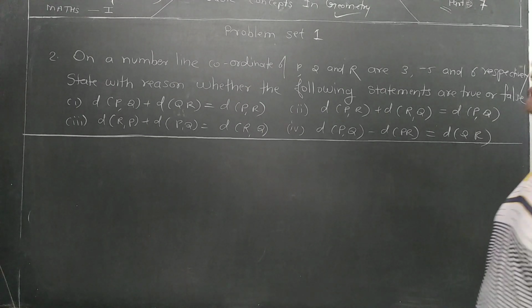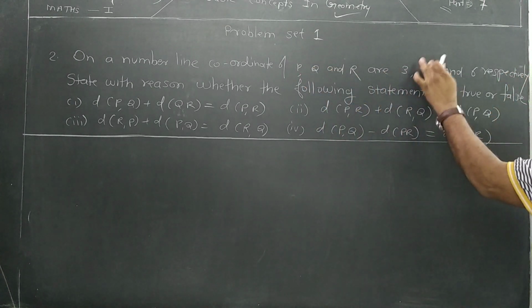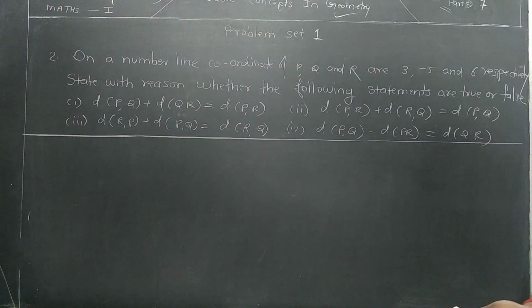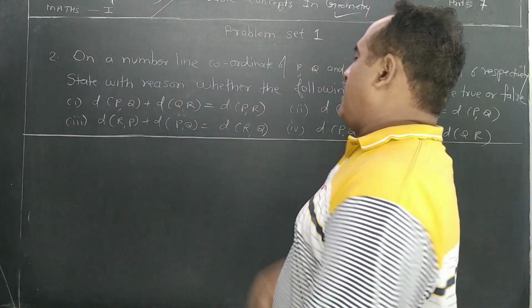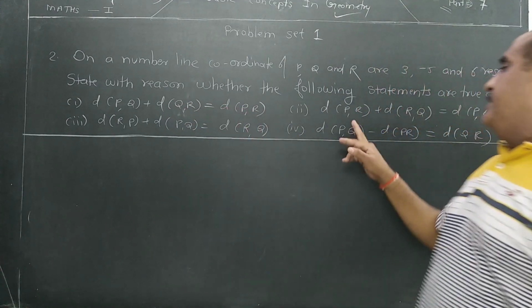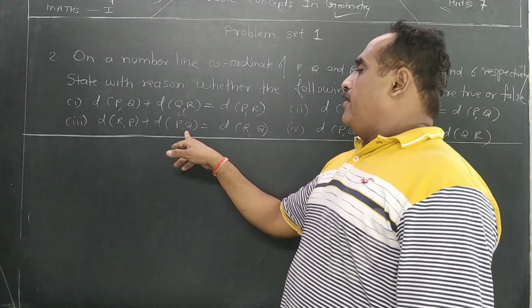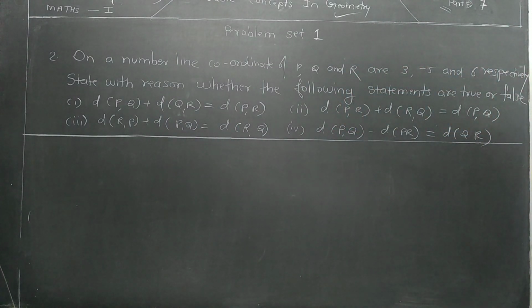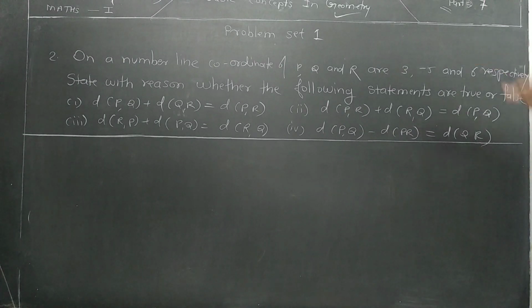See the second question. On a number line, coordinates of points P, Q, R are 3, -5 and 6 respectively. State the reason whether the following statements are true or false. First statement, distance PQ plus distance QR is equal to distance PR. Distance PR plus distance RQ is equal to distance PQ. Distance PQ plus distance RP is equal to RQ. This we can judge only when we know the exact values of distance PQ, QR, PR. So how to do that? Then you have to solve this.